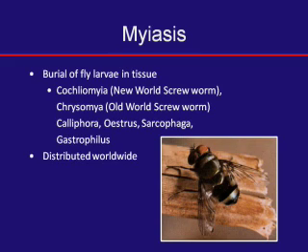We just covered myiasis a little bit. This is a list of the more common species that we worry about. Cochliomyia and Chrysomya are the New World and Old World screwworms, respectively. Screwworms are historically very important because they actually will lay eggs and they will destroy tissue.